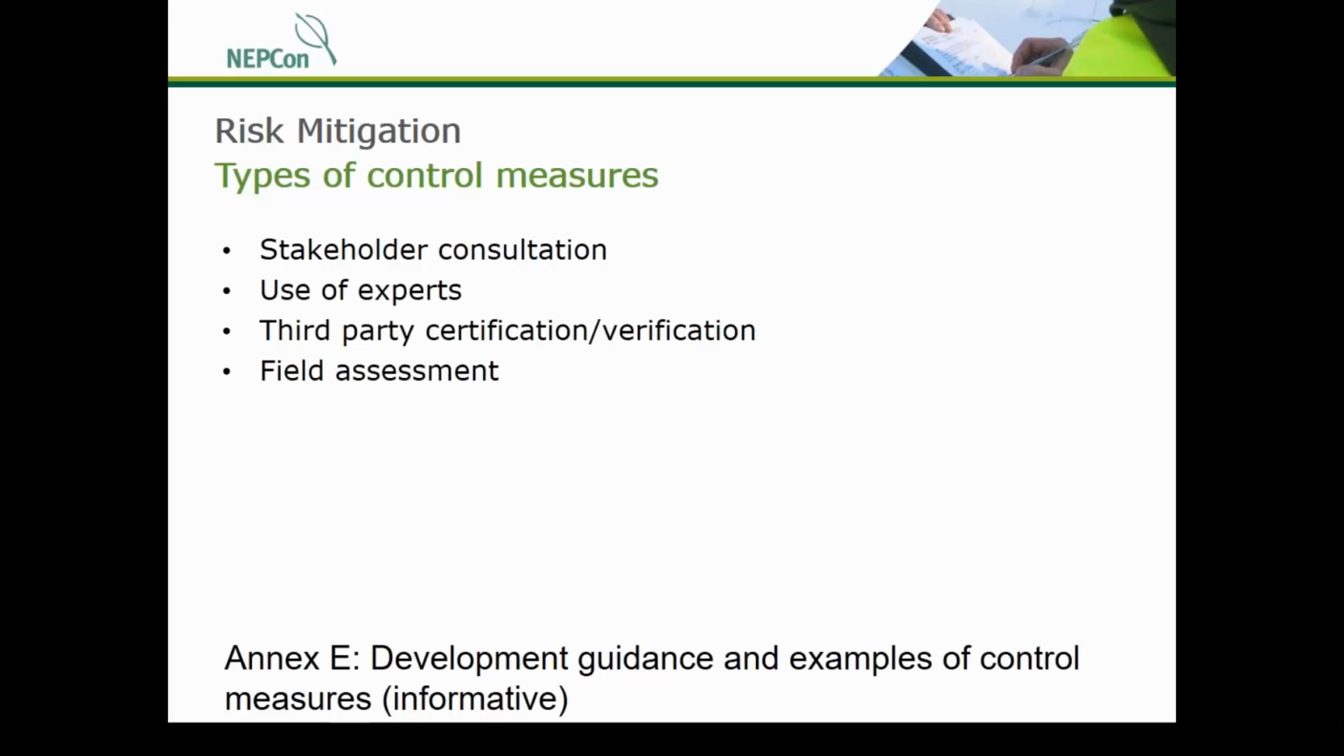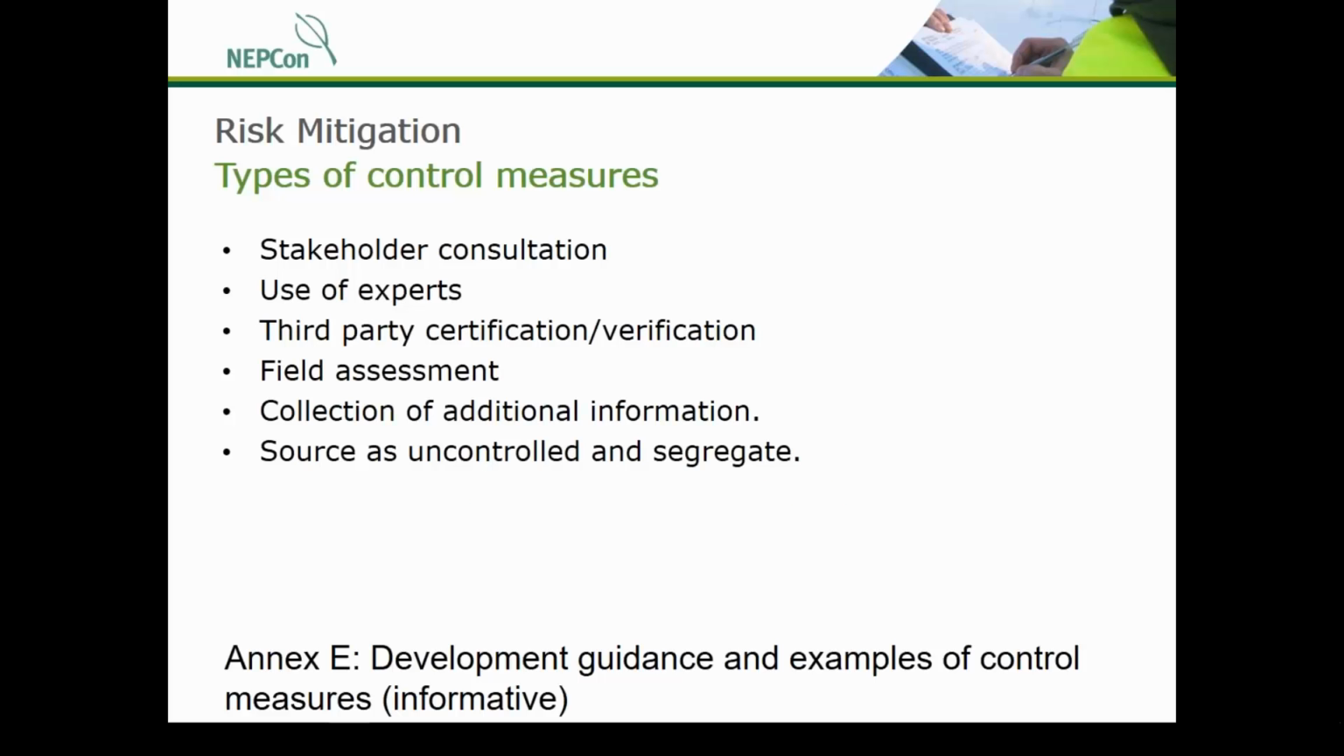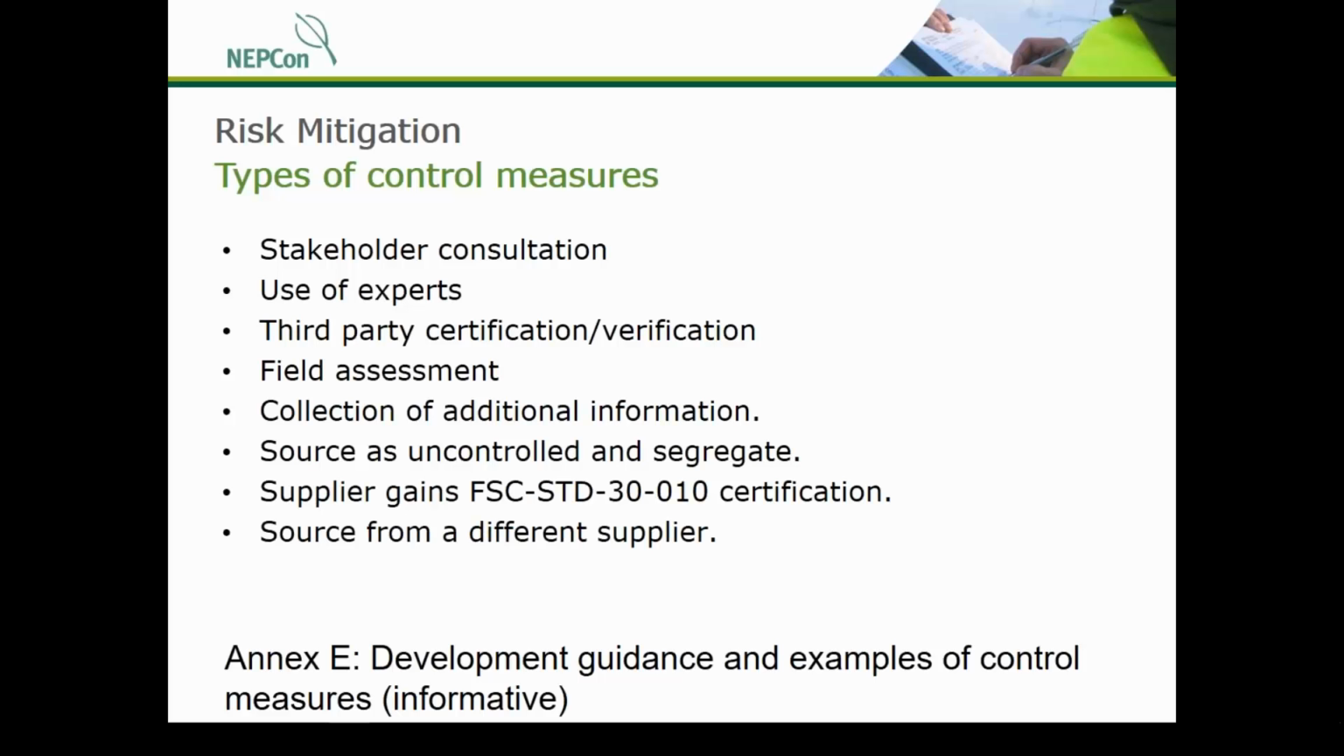Here are some of the different control measures that are being mentioned by the FSC standard. So stakeholder consultation can be used in certain cases and always where there is specified risk in category 2 and 3. There can be use of experts to evaluate the risks or mitigate risks. Third-party certification and verification standards can be used. Of course, sourcing certified material is the way to mitigate risk. Field assessment on the ground may also be used where relevant.